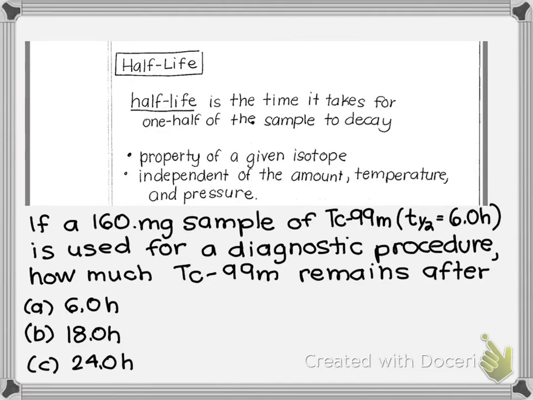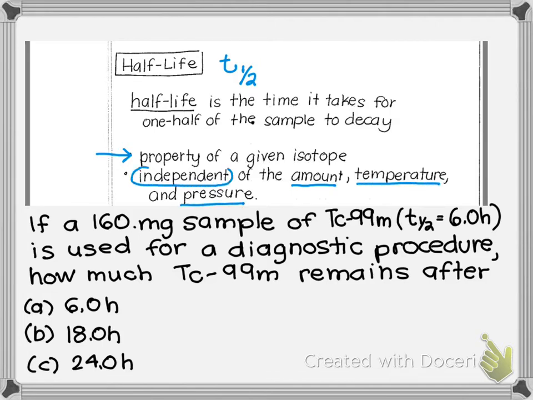The half-life for a radioactive isotope is the time it takes for 1/2 of the sample to decay. It is also simply written as T 1/2. Now, how long it will decay depends on the isotope, because the half-life of a radioactive isotope is a property of that given isotope, and it's independent of the amount, the temperature, and the pressure.